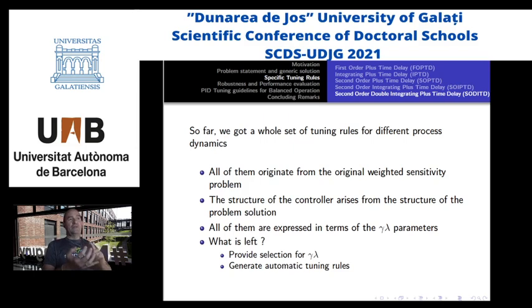So what is left from now is the second part of the talk, where you can ask how to provide the selection of lambda gamma to get what we call a balanced operation. And in order to get these guidelines for lambda gamma selection, we try to generate automatic tuning rules. So for each plant, what are the most appropriate values, if there are any, that give you an automatic way of choosing them? This is the main question that we'll try to ask.